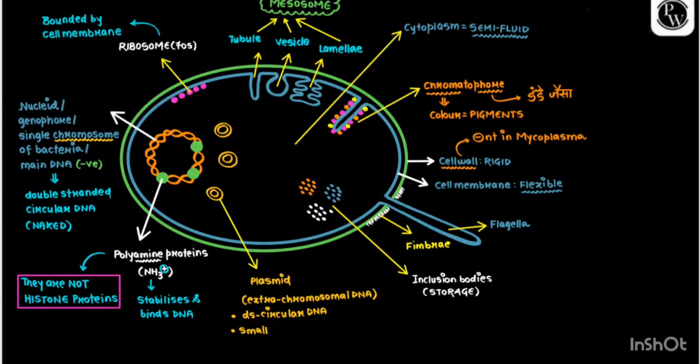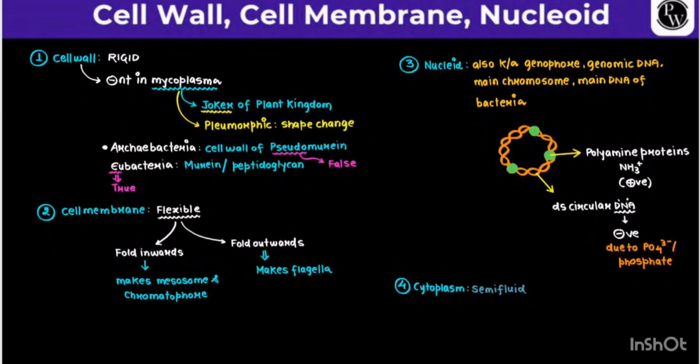This structure has been discussed here. The cell wall, which is rigid, is absent in mycoplasma, the joker of the kingdom, which shows pleomorphic shape change. In archaebacteria the cell wall is made of pseudomurein, and in eubacteria it is made of murein and peptidoglycan. The cell membrane is flexible; folding inward makes the mesosomes and chromatophores, folding outward makes flagella. Cytoplasm is semi-fluid. The nucleoid is also known as the genophore or genomic DNA, the main chromosome of bacteria.